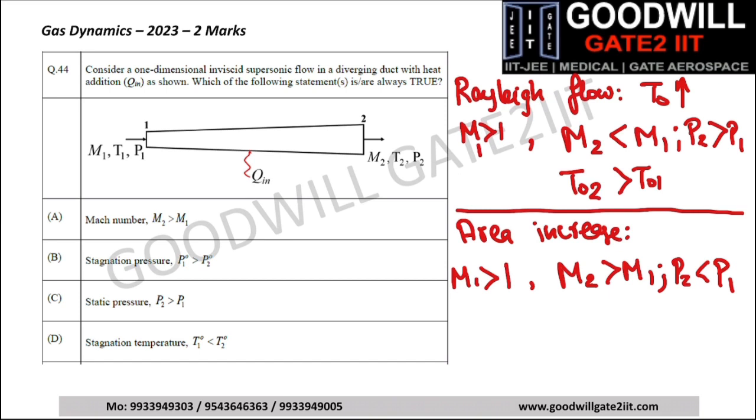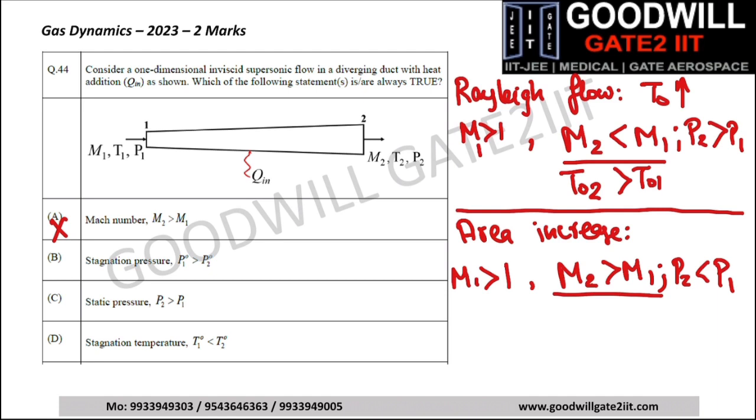Mach number M2 is greater than M1. So now here we see that in one case Mach number is less than M1 and in the other case Mach number is greater than M1. So it would depend on which effect is more dominating. So we can't really say for sure that M2 would always be greater than 1 or less than 1. So this is not the right option.